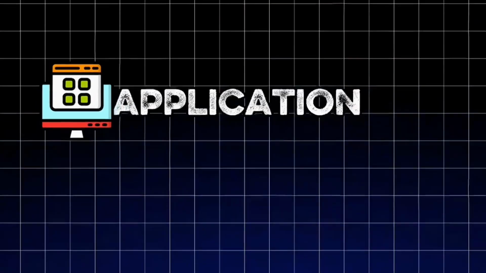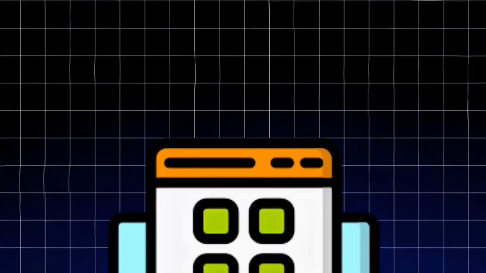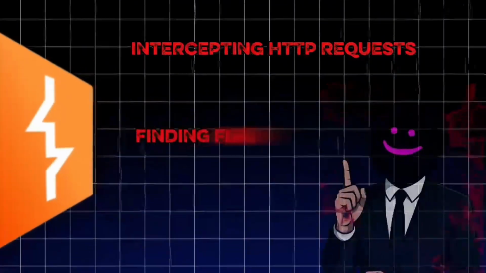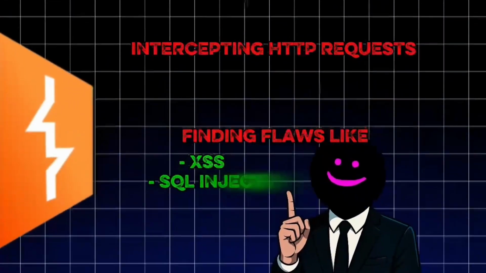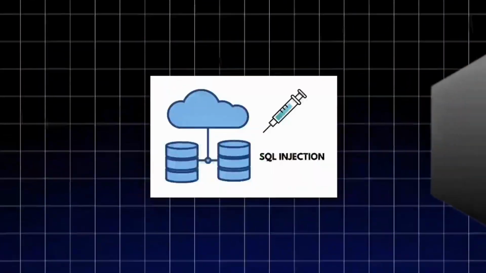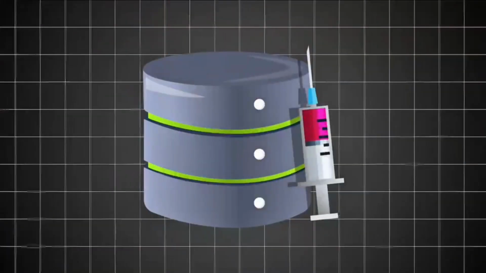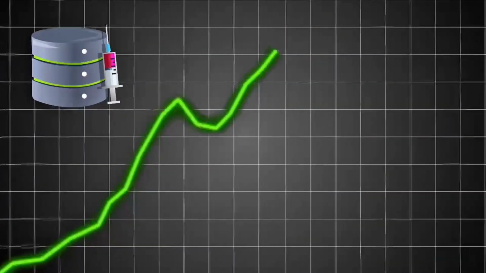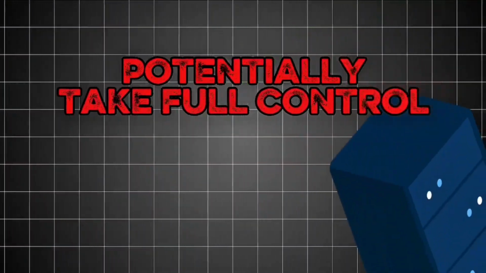Web Application Exploitation. Web applications are a common target for hackers. Burp Suite is your best tool here for intercepting HTTP requests, finding flaws like XSS, SQL Injection, and CSRF. SQL Injection isn't just for getting access to data. With advanced SQL injections, you can escalate privileges and potentially take full control of a system or database.